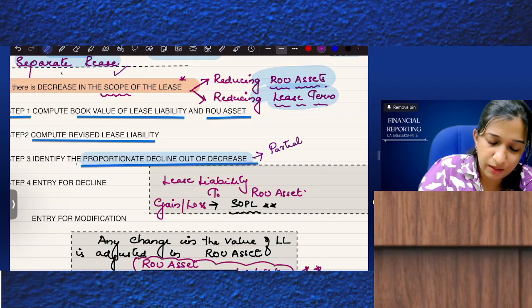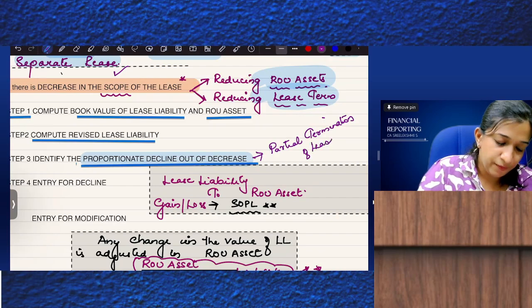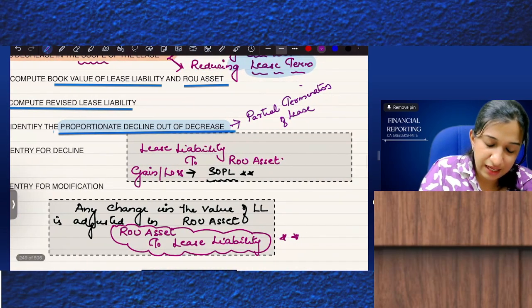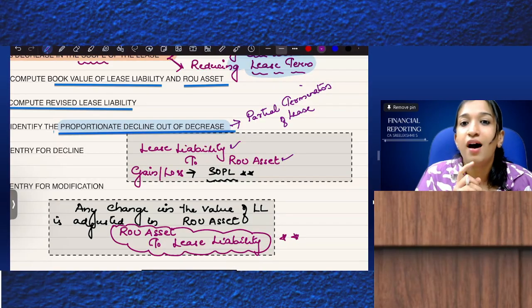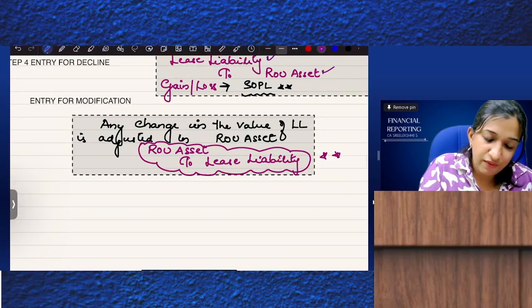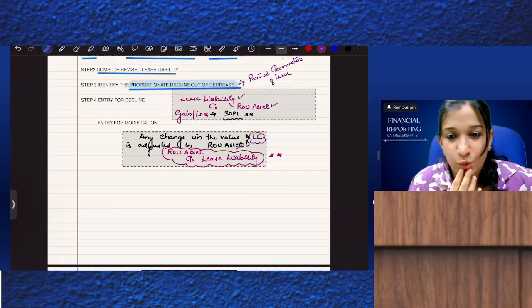If there is a reduction, it is treated as partial termination of the lease. Gain or loss will be transferred to P&L. Lease liability is adjusted against the ROU asset when there is a reduction in the ROU asset or reduction in the term; else any change in the value of lease liability is adjusted to the ROU asset. Okay, we'll try a question.